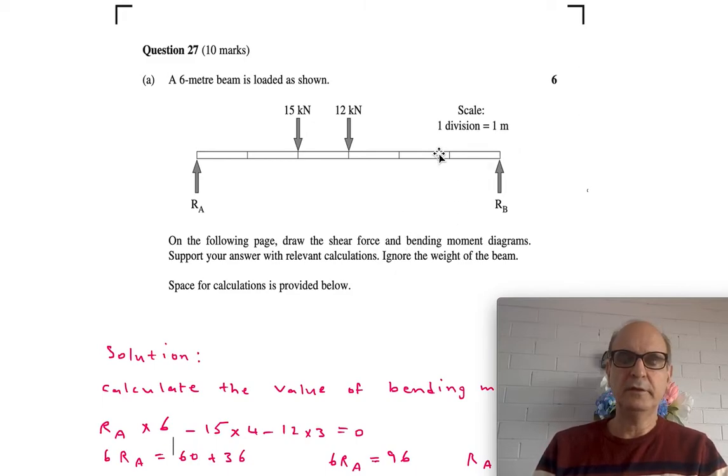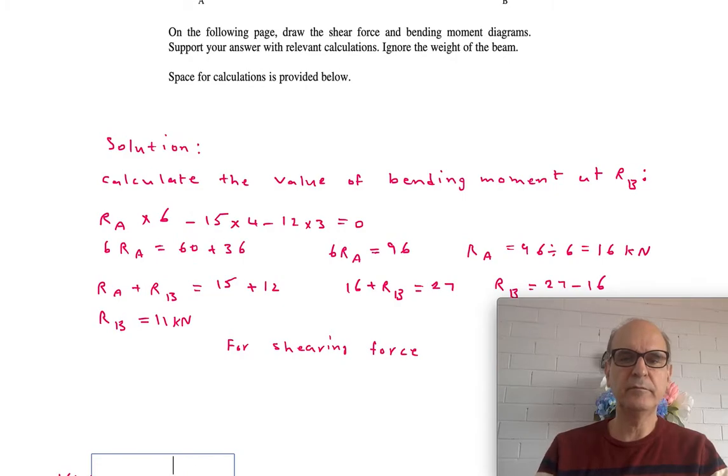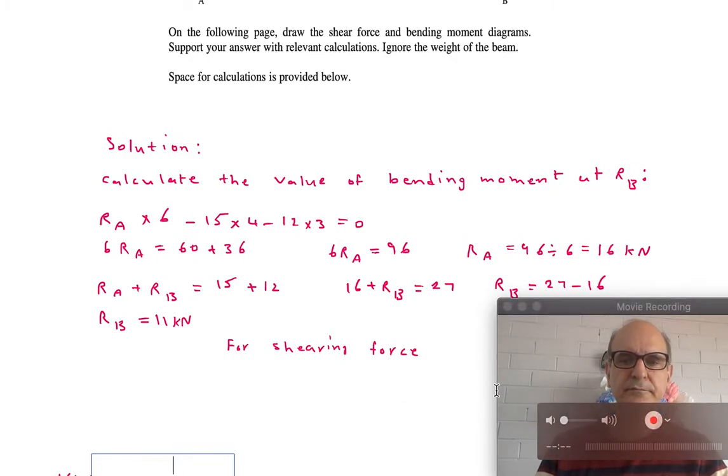Or moment at any point, for the sake of this discussion, because the whole system is in balance or equilibrium. Alright, solving this equation, you get 6RA minus 15 times 4, 60, minus 12 times 3, 36. Taking them to the right hand side, you get 6RA is equal to 96, and then dividing both sides by 6, you get RA equal to 16 kilonewton.